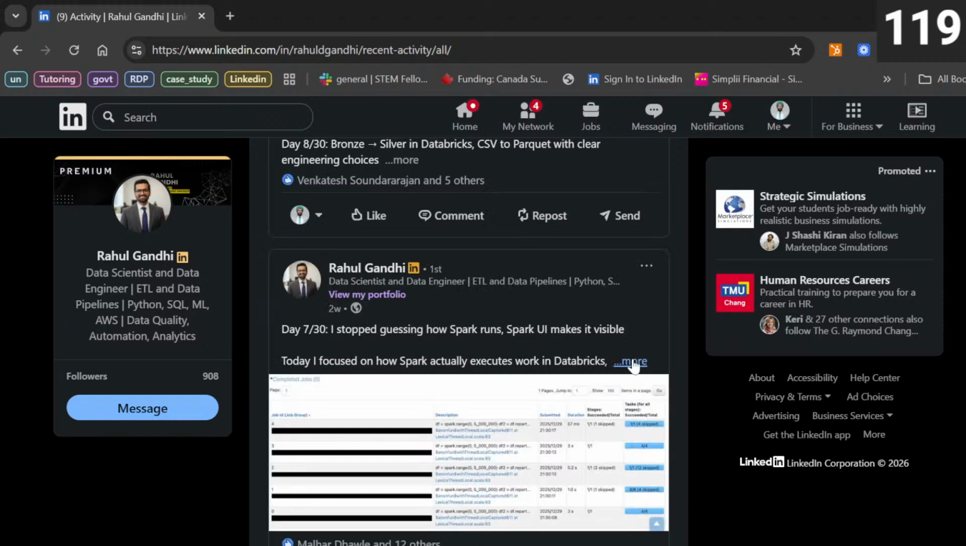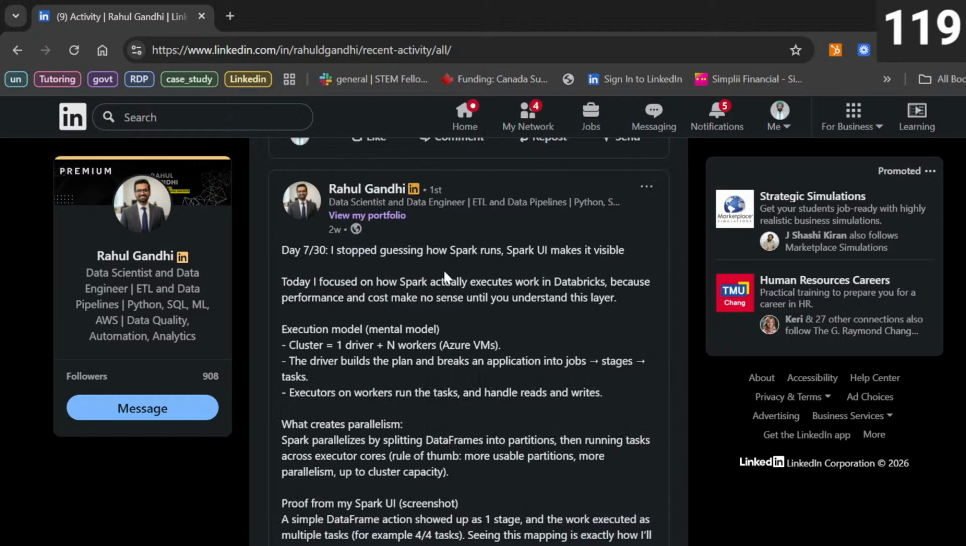Yeah, the screenshot this time with Spark. Okay. Stop guessing how Spark runs. Spark UI makes it visible. Focus on how Spark actually works.